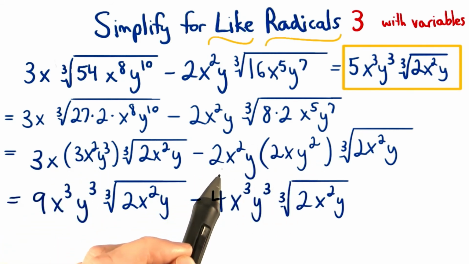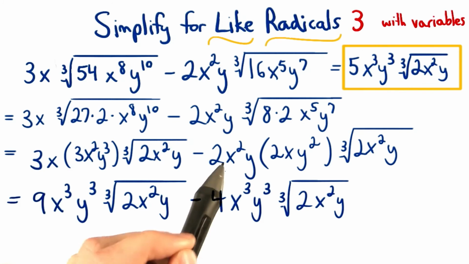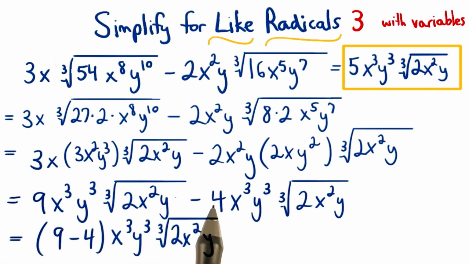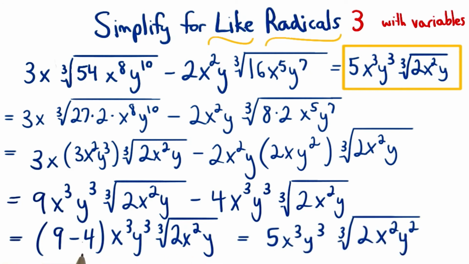Over here we multiply them as well. We'll have 4 x to the third and y cubed. Notice that this term and this term has x cubed y cubed times the cube root of 2x squared y. This means that they're like. So really we're just going to do 9 minus 4 and then multiply it by the trailing variables in the radical. 9 minus 4 equals 5, so this is our final result.